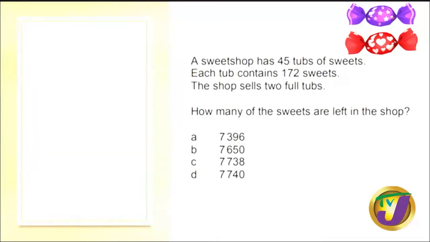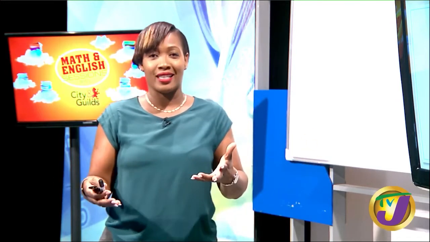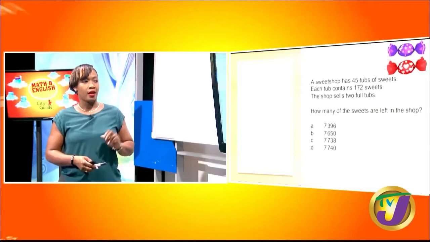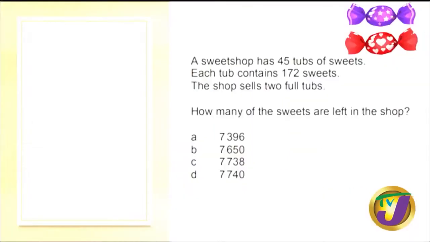All right, so let's just clear that up a little for you. A candy store has 45 containers. So tubs could be containers of sweets. And every container has 172 sweets in it. The shop sells 2 full tubs. How many of the sweets are left in the shop?